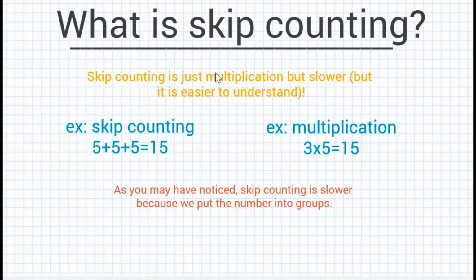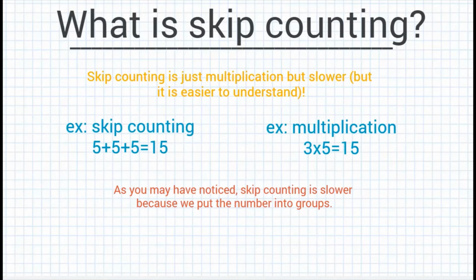Well, skip counting is just multiplication but slower, but it is easier to understand. As an example, skip counting would be 5 plus 5 plus 5 equals 15, but multiplication would just be 3 times 5 equals 15. As you may have noticed, skip counting is slower because we put the number into groups.